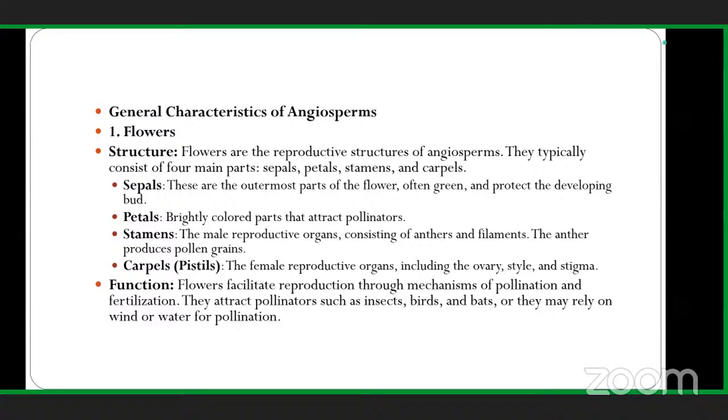Don't worry, we will discuss these in the chapter on morphology of flower. These things we will also learn in the morphology part. So this is just a brief outline of the flower. They consist of sepals, petals, stamens, and carpels.